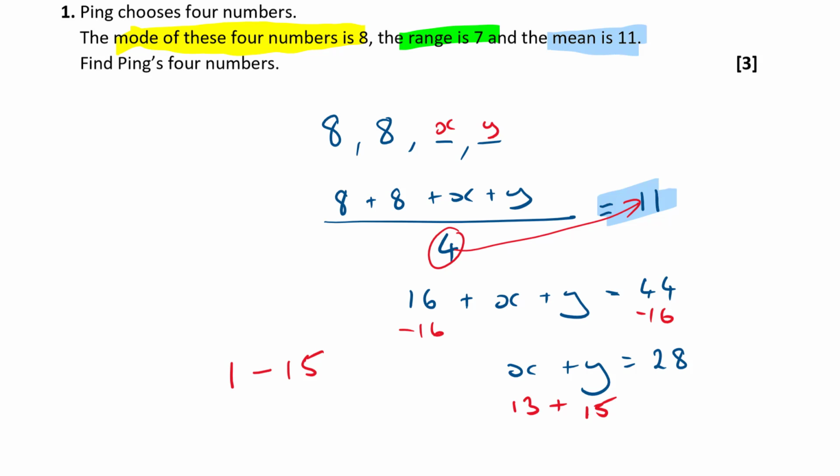That would add up to the right number, and it would have the right range as well, wouldn't it? Because 8 subtract 15, that works. Okay, so that seems to work. So I'm just going to put those numbers in then. So it's going to be 13 there and 15. So that's my answer then. 8, 8, 13, 15.